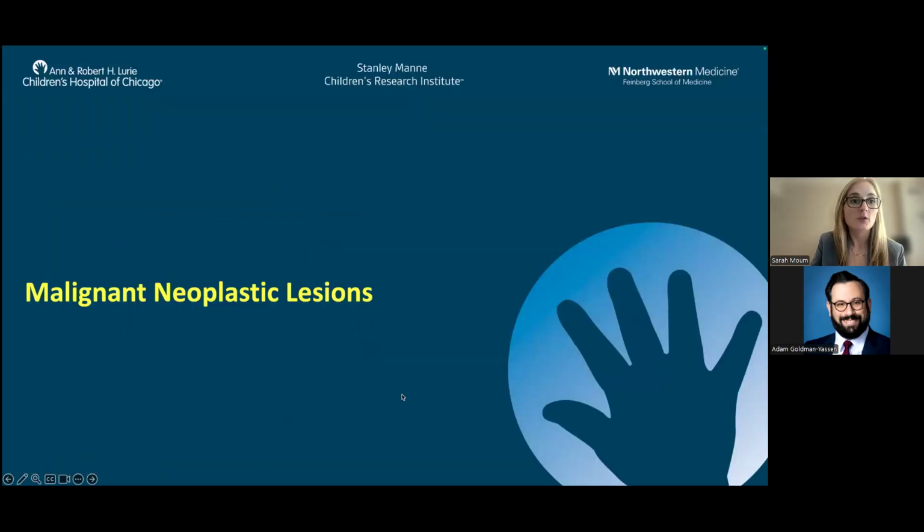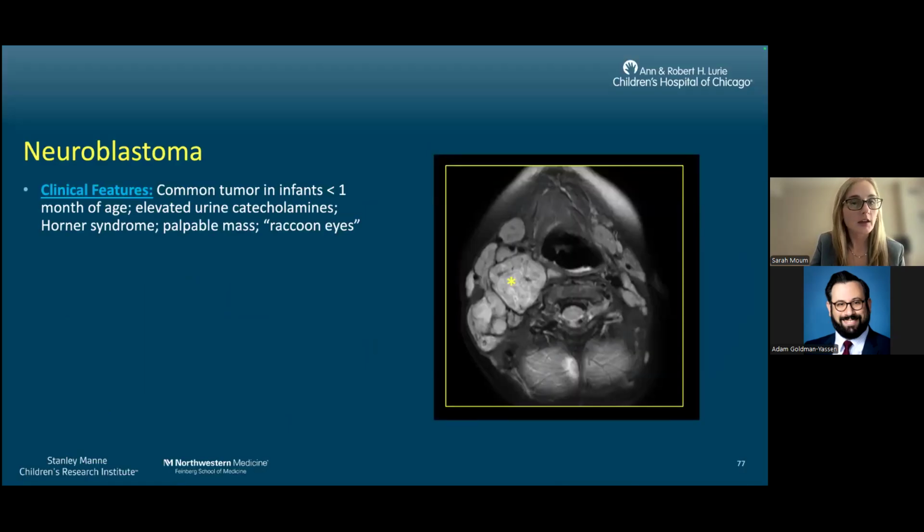Okay. So while less common than the other things we've talked about, I do want to touch on malignant neoplastic lesions. We always want to make sure we round out our differentials, and remember we're thinking about things that are concerning and could have poor implications for the patient. So we're going to start with neuroblastoma.